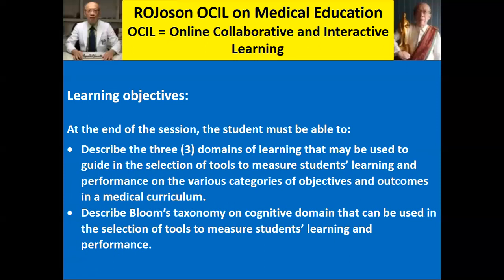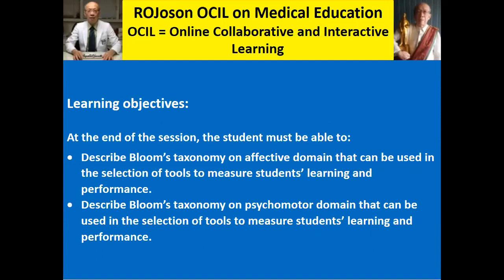Describe the three domains of learning that may be used to guide in the selection of tools to measure students' learning and performance on the various categories of objectives and outcomes in a medical curriculum. Describe Bloom's taxonomy on cognitive domain that can be used in the selection of tools to measure students' learning and performance. Describe the Bloom's taxonomy on affective domain that can be used in the selection of tools to measure students' learning and performance. Describe Bloom's taxonomy on psychomotor domain that can be used in the selection of tools to measure students' learning and performance.